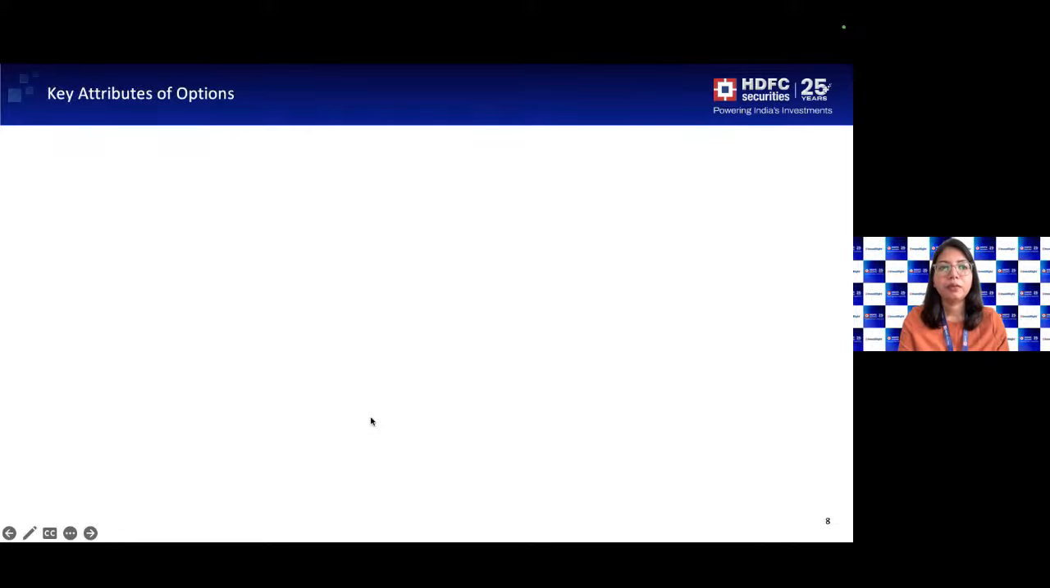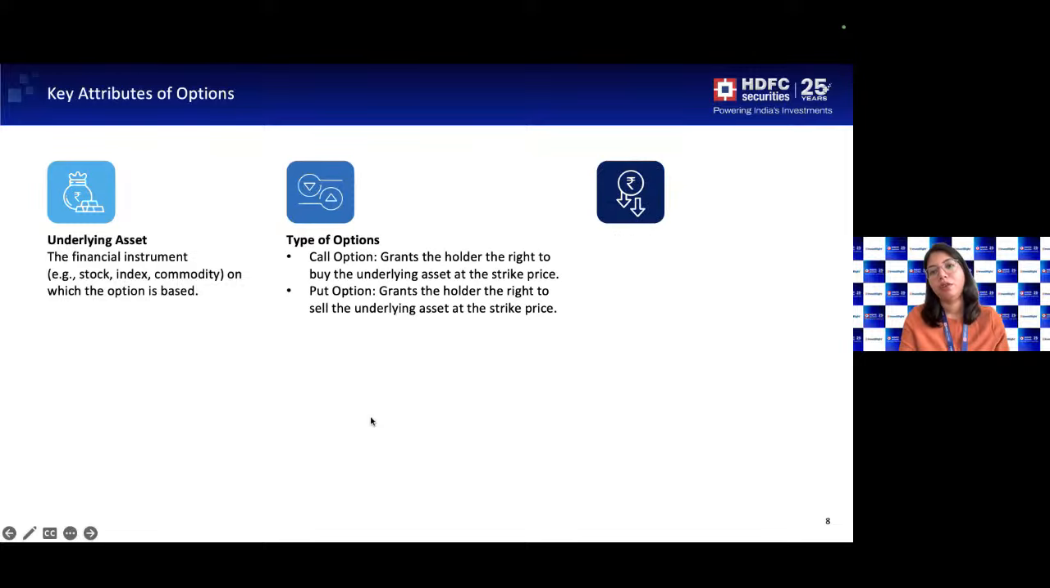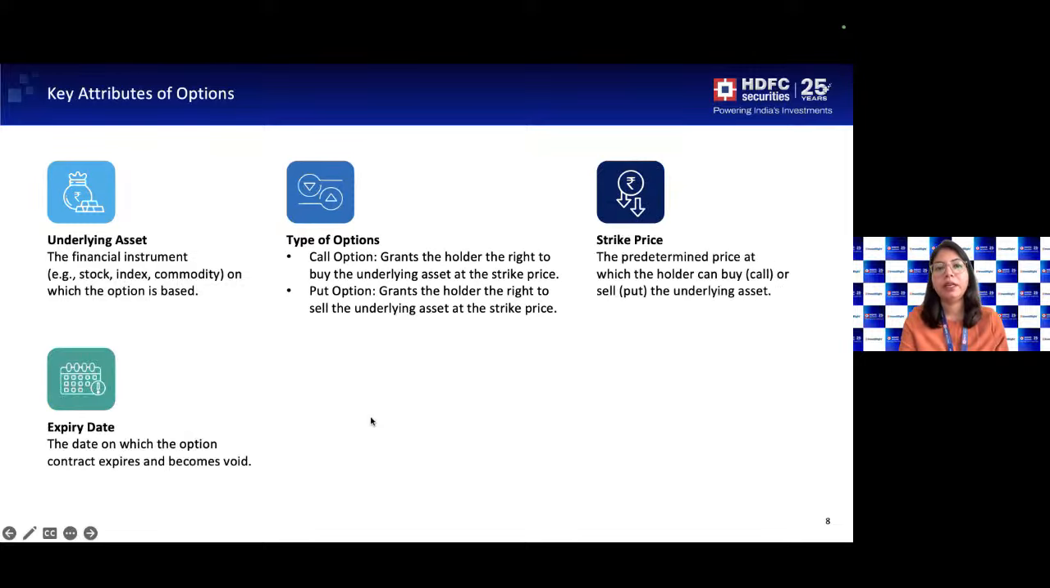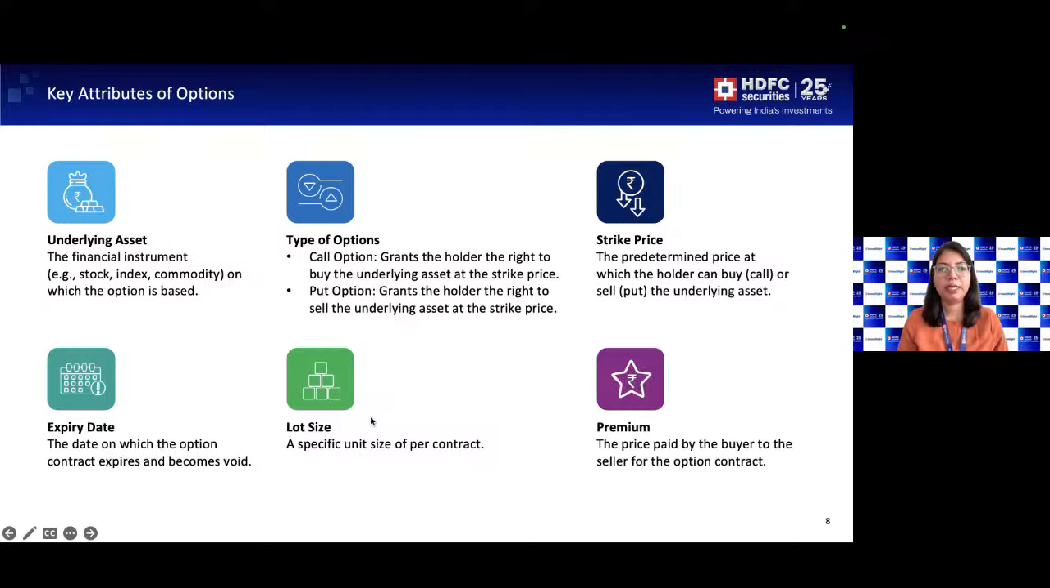Now, just like we saw for the futures, there are certain attributes for options as well. As you can see on my screen, the underlying asset is similar for all derivative contracts, as it was for futures, and it is there for options as well. Now here, we have two types of options.